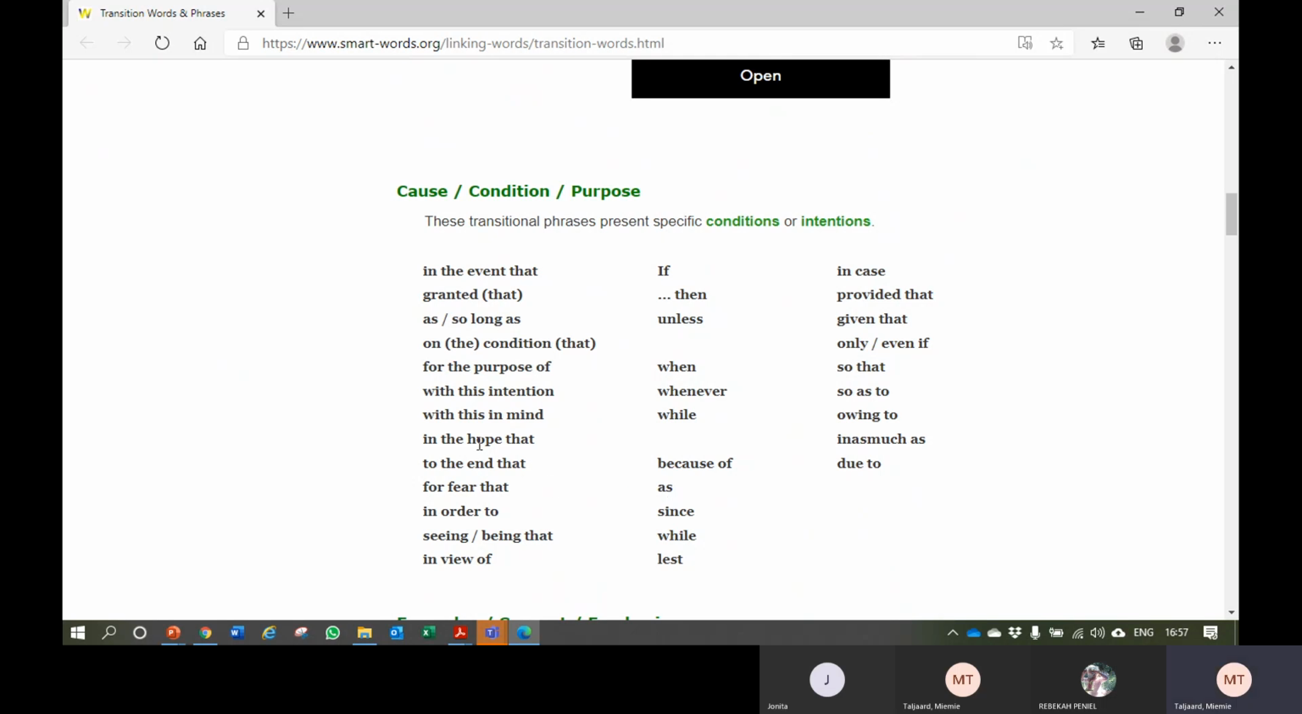In the hope that he would find in Cape Town, he left Mthatha with the intention in mind to find work. He left. And do you see that by applying these transitional phrases, you immediately start thinking in terms of relationships between the facts?